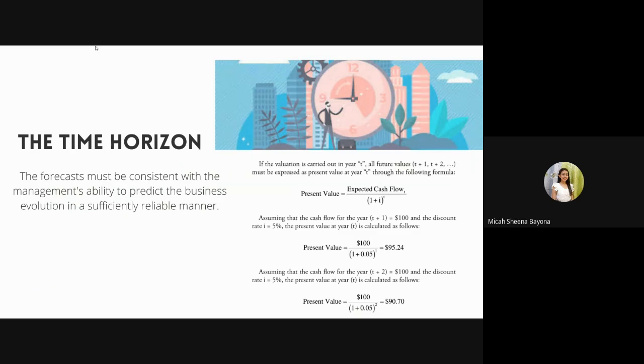So for the time horizon, the value of the firm is linked to the expected cash flow that a firm can produce over an appropriate time horizon, which means that the forecast must be consistent with the management's ability to predict the business evolution in a sufficiently reliable manner. The time horizon may be different depending on the industry, and as I have mentioned earlier, there are industries that are stable and some are volatile. If the industry is stable, they can estimate its cash flow over a period of several years, and if it is volatile, it can estimate cash flow over a limited time only. Cash flows relating to different periods must be discounted through a rate called the discount rate, which will be discussed by Jean.